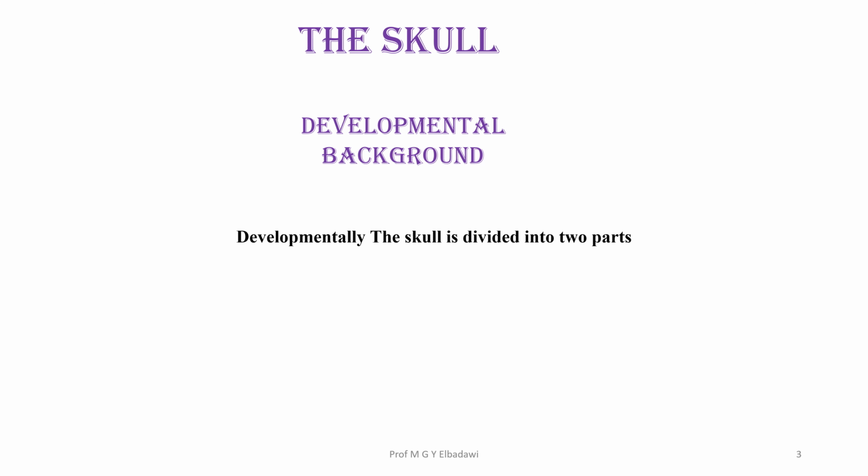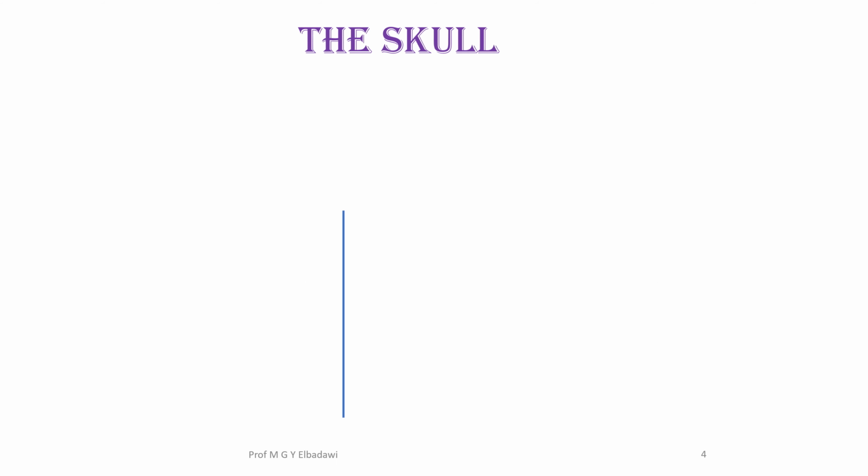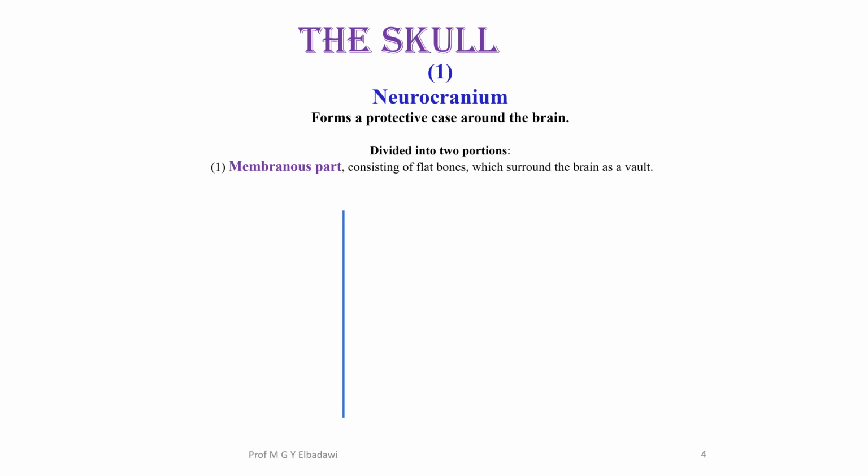Developmentally, the skull is divided into 2 parts, a neurocranium and viscerocranium. Let's start with the neurocranium, which forms a protective case around the brain. It protects the brain by forming the vault of the skull. And it is divided again into 2 portions.